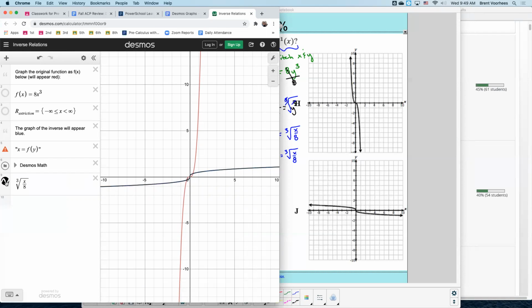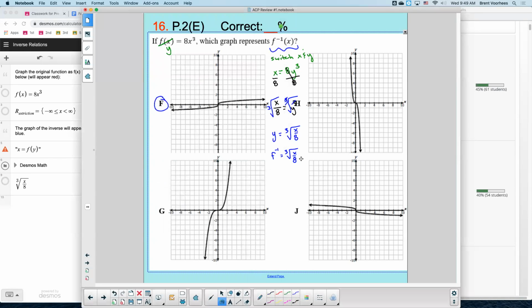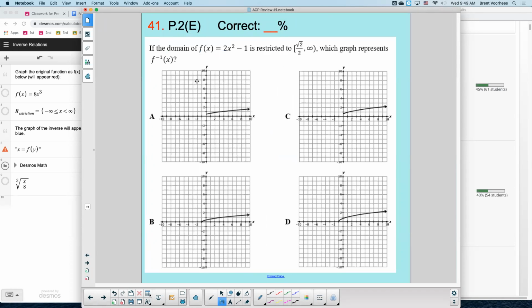So the calculator did our work for us. So again, that's the easier way of doing that. Okay. Now I have 3 of these to show you before we do our next duel. So let me show you the next 2. So there's number 16. Here's number 41.